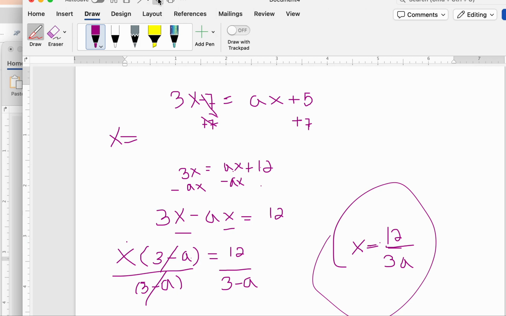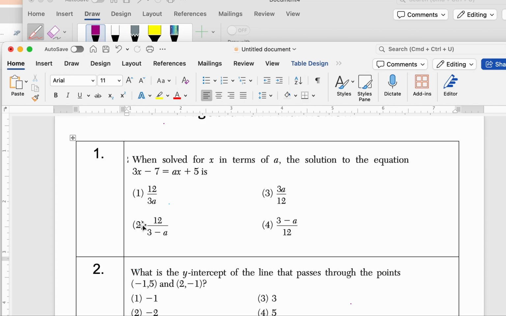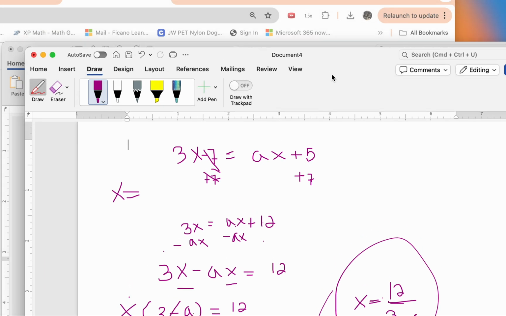Oh, that should be 3 minus a. Where's the minus sign? Okay, let me just erase this. 3 minus a. Okay, so that is answer 2 here.